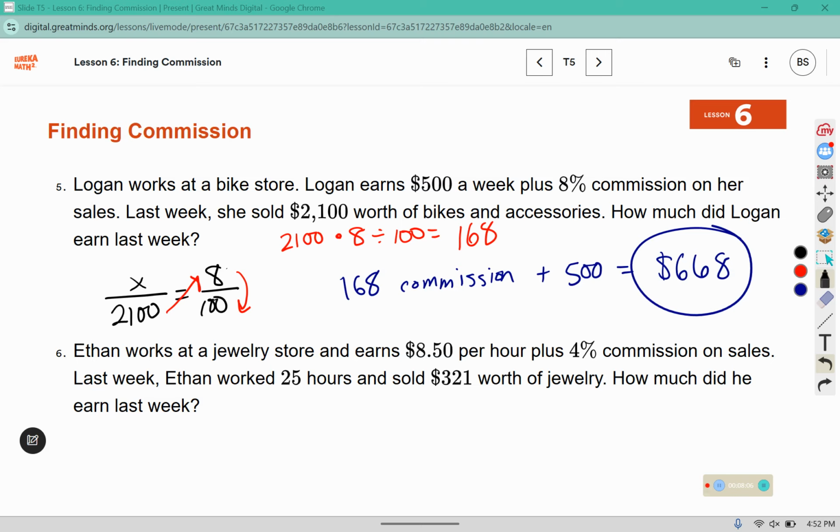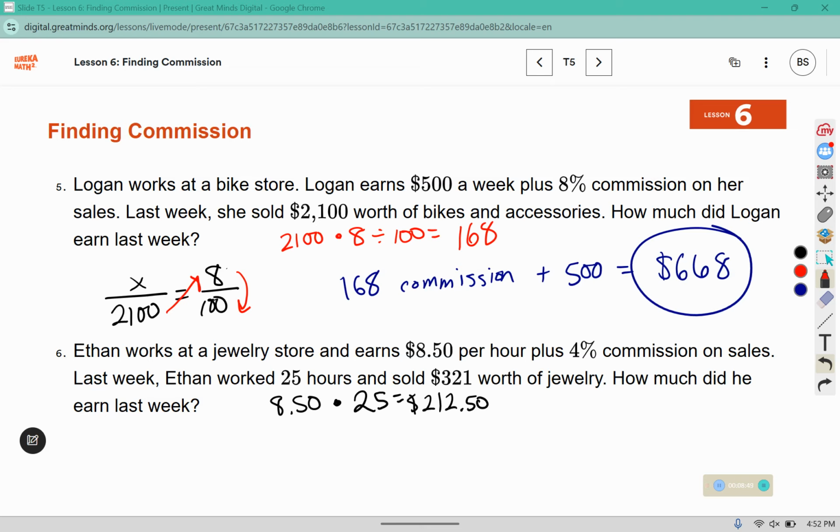Ethan works at a jewelry store and earns $8.50 per hour plus 4% commissions on sales. So there's two components here, the hourly amount and the commission. Last week, Ethan worked 25 hours, so he earns $8.50 per hour for 25 hours. $8.50 times 25 will tell us how much he earned for his hours of work, and that is $212.50 for his hours of work.